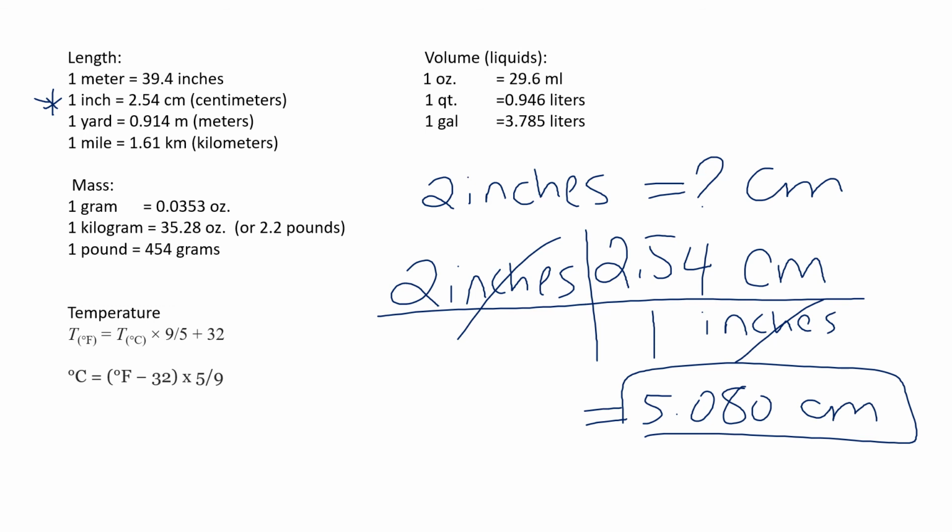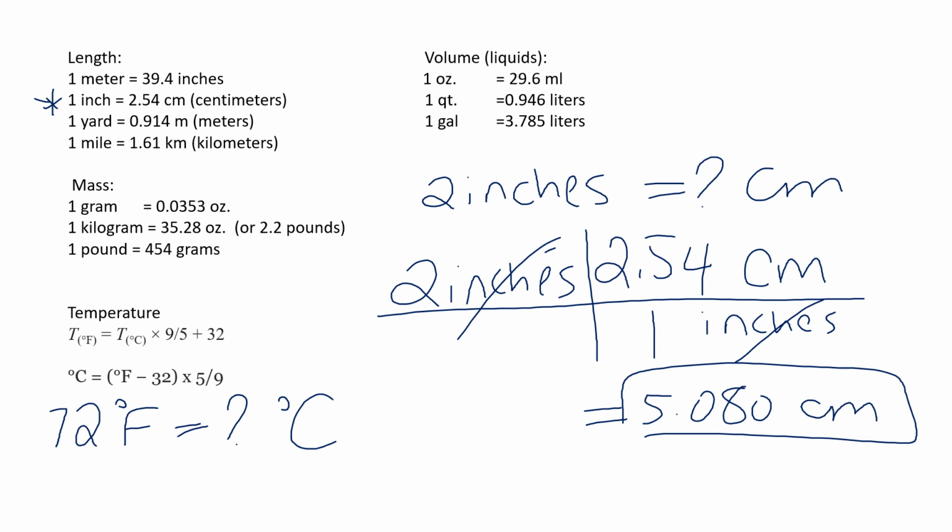So again, whenever you want to go between ounces and mils, quarts and liters, use those conversions right here. Let's say that you want to try going from Fahrenheit to Celsius. So let's say I want to figure out 72 degrees Fahrenheit. What would that be in terms of degrees Celsius?